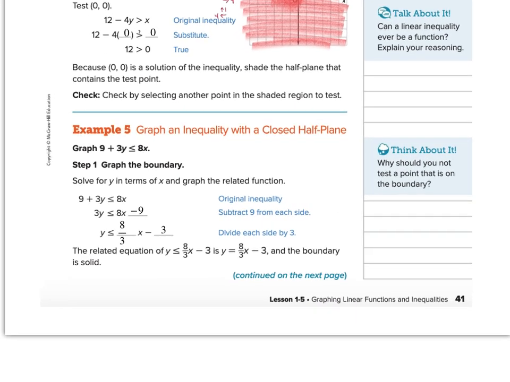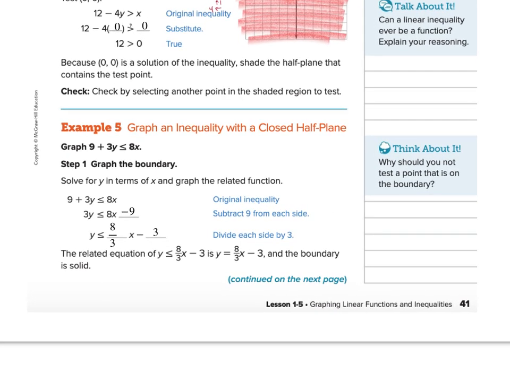Graphing this inequality with a closed plane simply because we have an equals to sign. They did the same thing. They manipulated their function and got to the point where y is less than or equal to 8 over 3 x minus 3. I know that my boundary line is going to be closed. It's going to be a solid line when I go to graph it. Get that right?